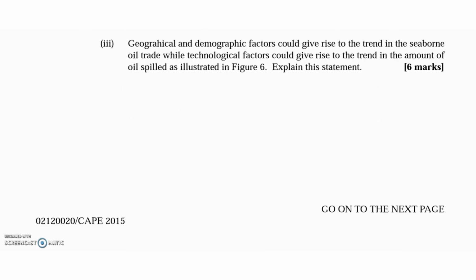The next part of the question is: geographical and demographical factors could give rise to the trend in the seaborne oil trade, while technological factors could give rise to the trend in the amount of oil spilled. Now we have to explain this statement. Geography has to do with the actual location, so geographical factors revolve around location. Demographic factors revolve around population increase or population change. How could they give rise to the trend in the seaborne oil trade?